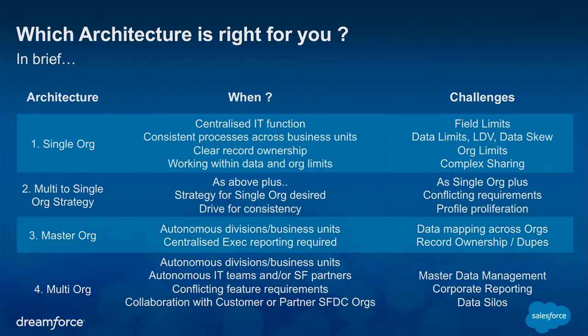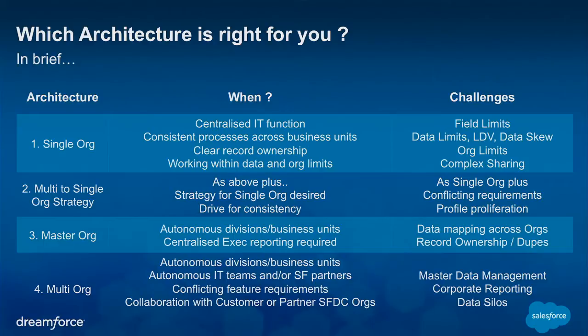You have to think about things like data skew. That's where you have, say, a master detail relationship, and you have more than 10,000 child records for that parent. The org limits are already mentioned too, and really complex sharing rules are a very expensive computation. If you're having to do really complex sharing, then you may actually be better off in multiple orgs.